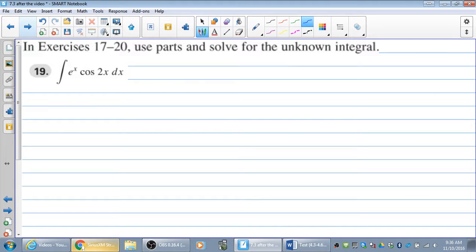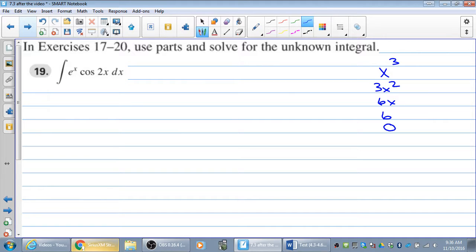Use parts to solve for the unknown integral. This one's still integration by parts, but it's different in that we don't have a polynomial. We don't have a polynomial up there at all. Neither one of these go away if you took the derivative enough. Like if you have a polynomial, let's say x to the third, if you take enough derivatives, it eventually goes to 0. We like that when we're doing integration by parts. It's a good thing. But we don't have that now.